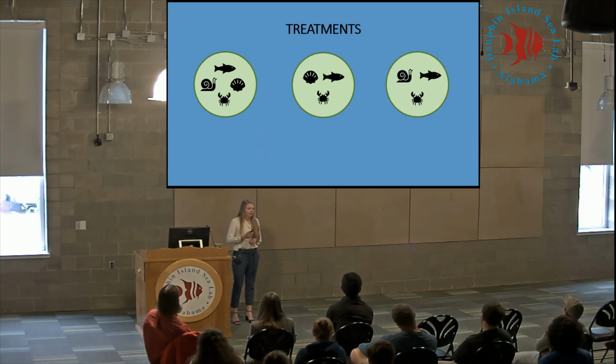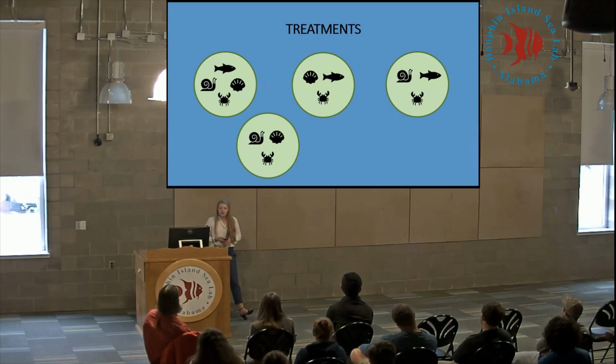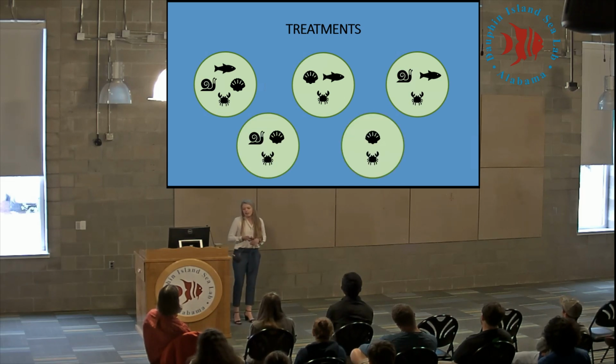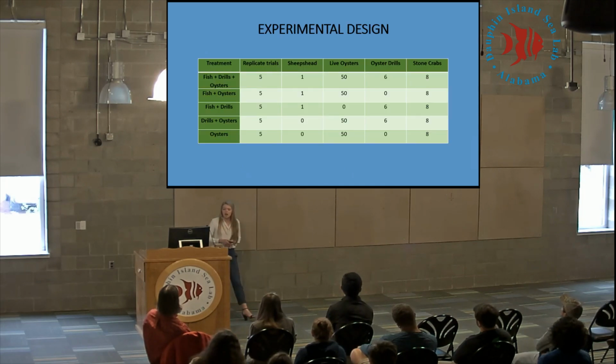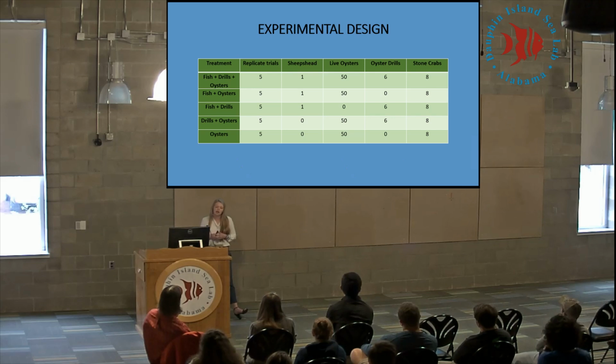So I have 5 different treatments. This is my first one. It has a sheepshead, oyster drills, and oysters in it. Stone crabs are found in all treatments as an alternate source of prey for the sheepshead. The second treatment has sheepshead and oysters in it. And then my third one being sheepshead and drills. Number 4 is drills and oysters. And then finally, I have just oysters.